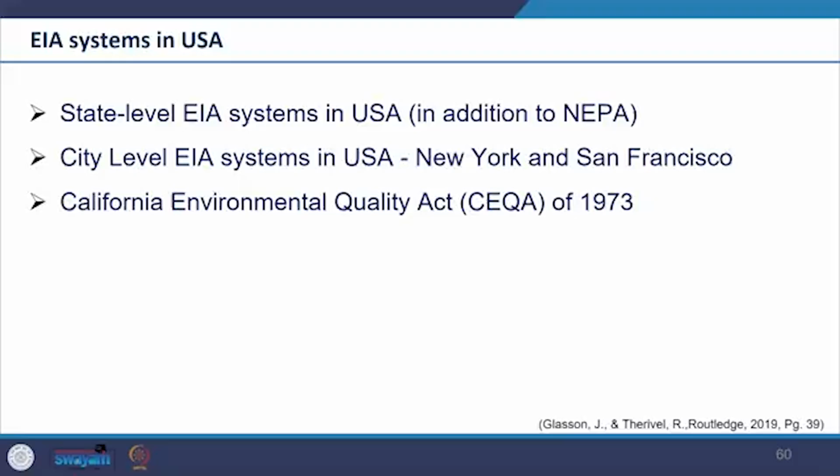We also see that many state level EIA systems have been established in the USA in addition to NEPA. Most of the states have their own EIA system, and they require EIA for state actions that require state funding or permissions, and for other projects in particularly sensitive areas. Every state can have its own sensitive areas. Some cities such as New York and San Francisco also have their own EIA system. It's interesting to see that cities also have them.